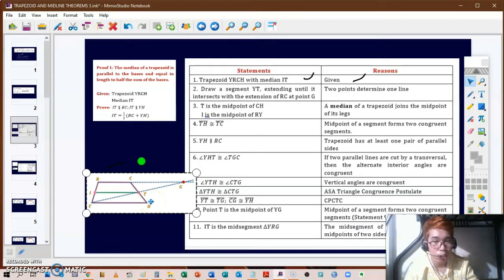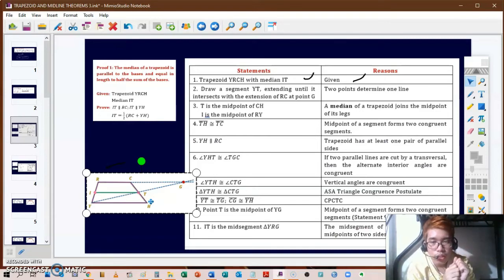So the midpoint of a segment forms 2 congruent segments. Since T and I are the midpoints, the reason for that is a median of a trapezoid joins the midpoints of 2 of its legs. And line segment TH is congruent to line segment TC because the midpoint of a segment forms 2 congruent segments. And also YH is parallel to RC because in a trapezoid there is 1 pair of parallel sides.